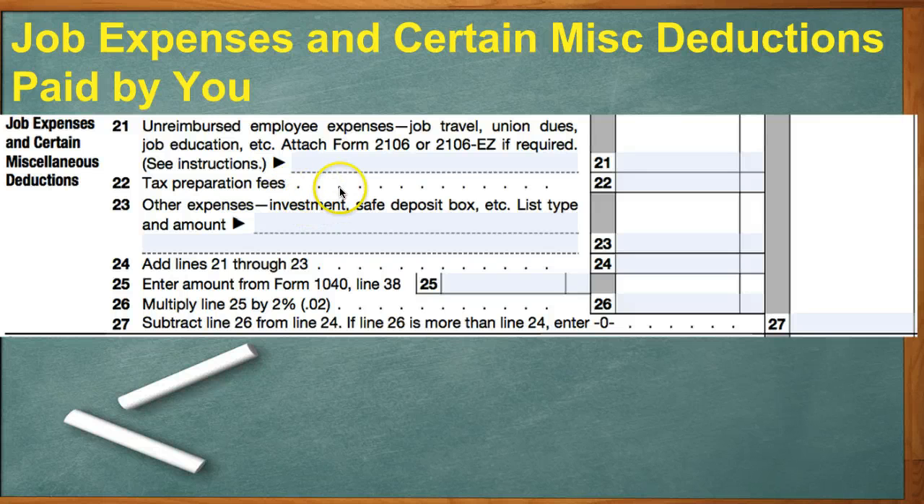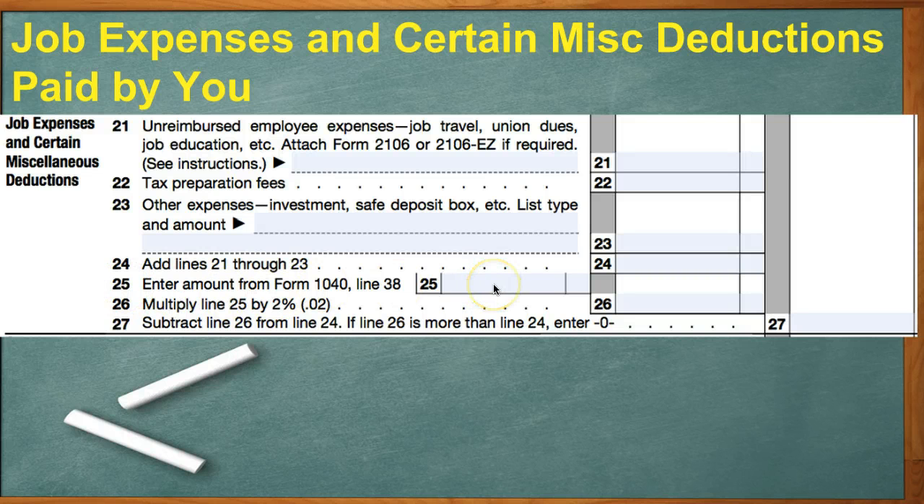Then we have some tax preparation fees if you pay someone to do your taxes, but hopefully at this point maybe you can do your own. And then there's some other types of expenses. Some people have safety deposit boxes, for example. When you add all these up, look what happens on line 25.